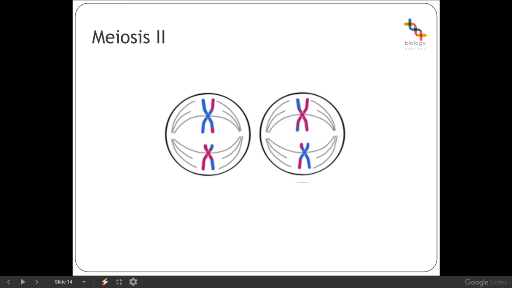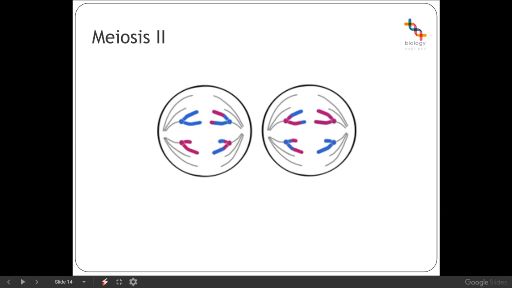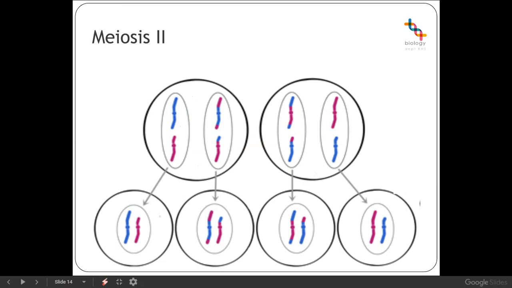So they're going to line up in the middle of the cell again, and the spindle fibres are going to pull those sister chromatids apart into opposite poles of the cell. Our nuclear membrane will form, cytokinesis occurs, and we wind up with our total of 4 haploid cells being produced. And these would be the gametes that would then go on to fertilisation.